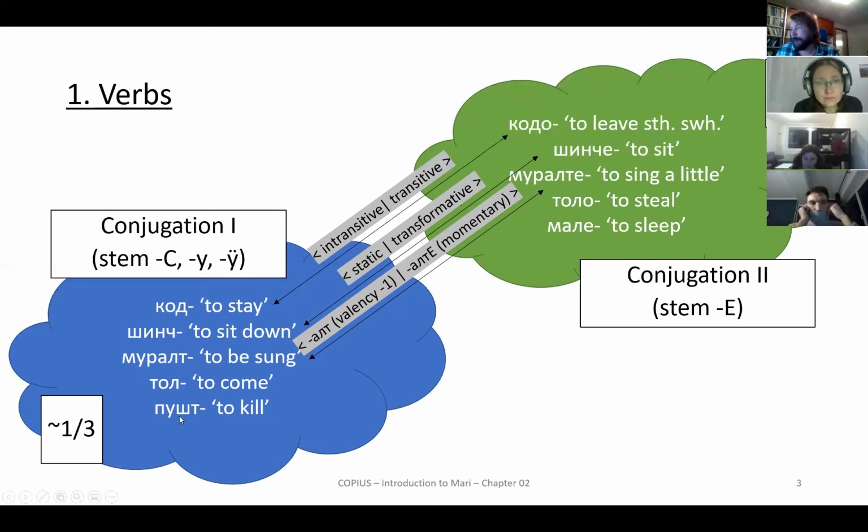But then we have pushed, to kill, in the first conjugation, and male, to sleep, in the second conjugation, where the first conjugation has something that is as transitive as verbs come, and male then a strongly intransitive verb. So these are all just tendencies. Often enough the relationship between these two classes is arbitrary, and you just have to learn which conjugation class a verb belongs to.